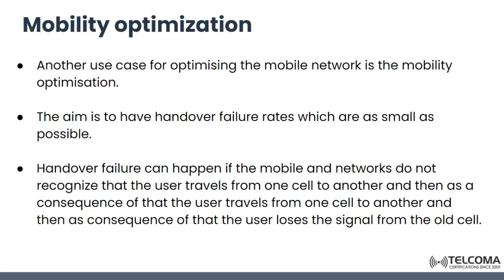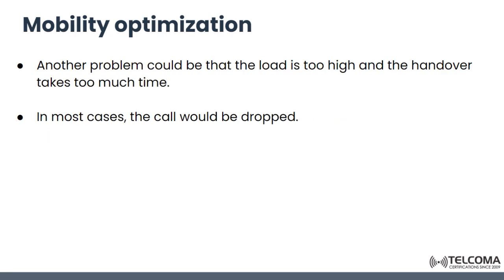Mobility optimization. Another use for optimizing the mobile network is mobility optimization. Here the main aim is to have handover failure rates which are as small as possible. Handover failure can happen if the mobile and network do not recognize that a user travels from one cell to another, and as a consequence the user loses the signal from the old cell. Another problem could be that the load is too high and the handover takes much more time. In most cases, the call would be dropped.